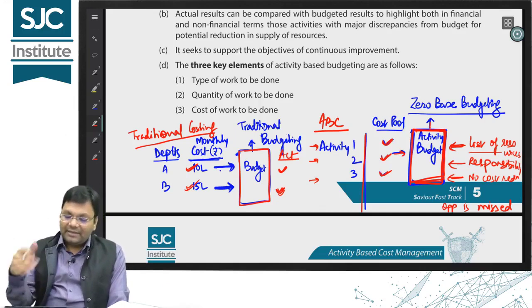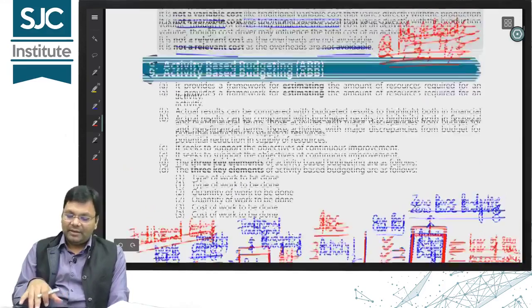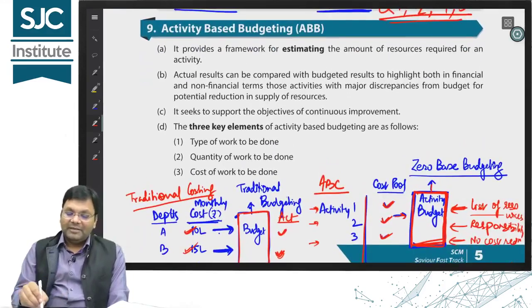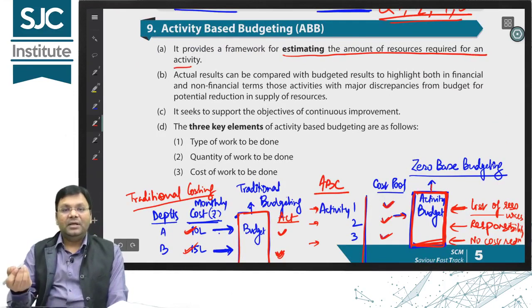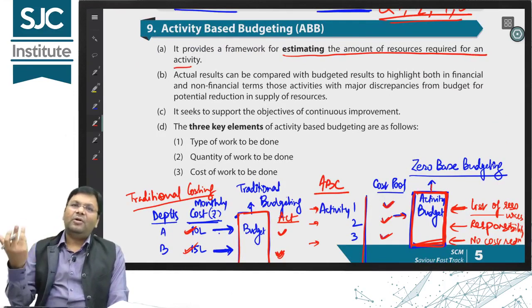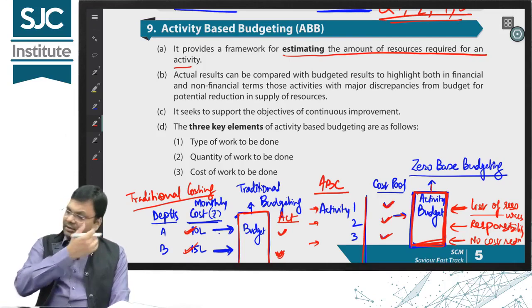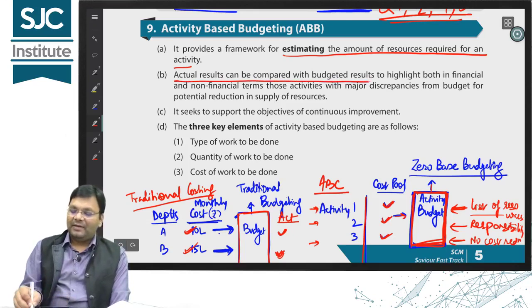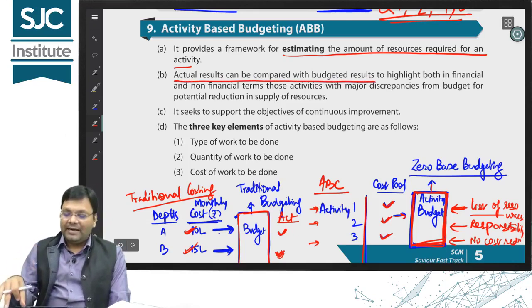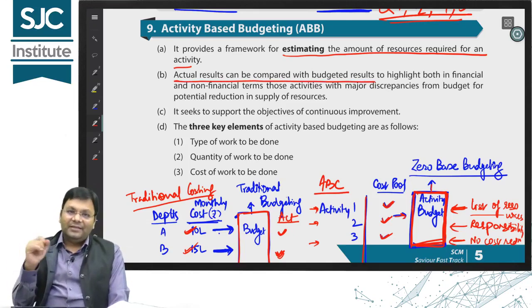Okay, so now let us recollect what is all written over here. Budgeting is providing a framework for estimating the amount of resources required for an activity. You see, we say estimating the amount of cost, or you can also say estimating the amount of resources, because resources always come at cost. Then what you can make the best use of budgeting is actual results can be compared with budgeted results to highlight why the deviation exists.